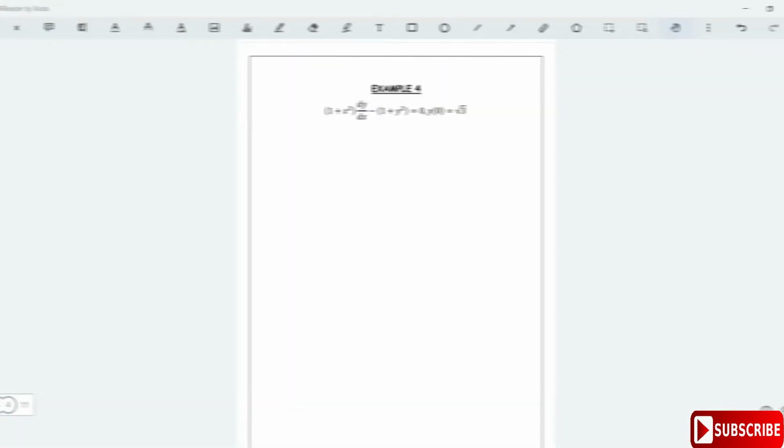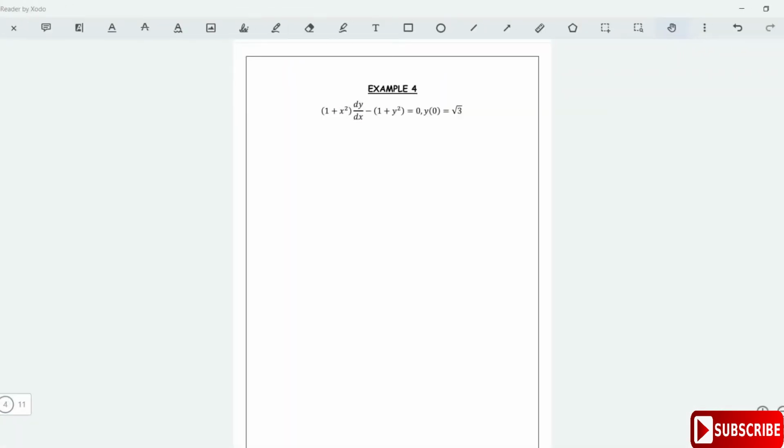Alright, in this example we have (1 plus x squared) times dy by dx minus (1 plus y squared) equals 0. So of course we know the drill already. We're going to move a little bit smoother here. First, we're going to bring over the 1 plus y squared to that side. That's the first part.